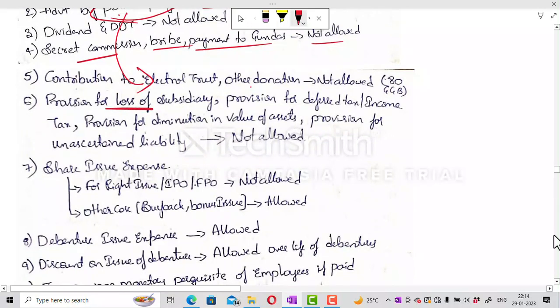Provision for loss of subsidiary. See, this is important to remember. Provision for deferred tax or income tax.